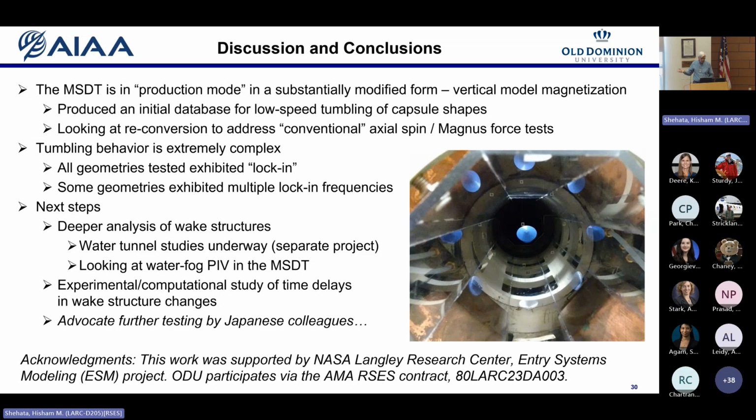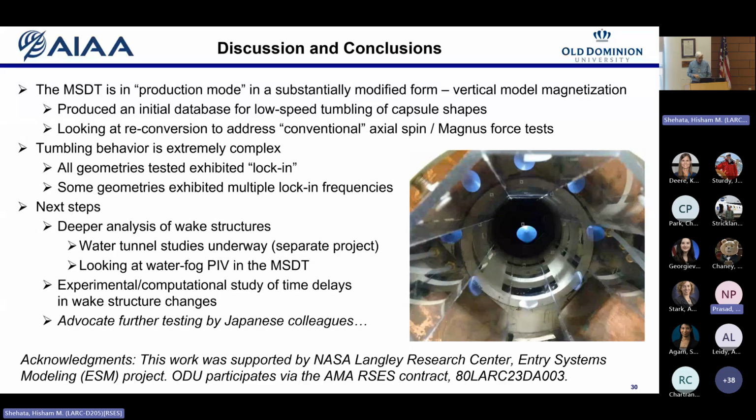Developments continue, but they're kind of done off to the side. So we've got this database now for low-speed tumbling of capsule shapes. We're doing some related work, which would give more information on the wake structures. One thing we'd like to do is get some flow visualization capability in the magnetic suspension tunnel, which is a problem because it's an open loop circuit in a lab. So we can't just put smoke through there or the fire alarm would go off.